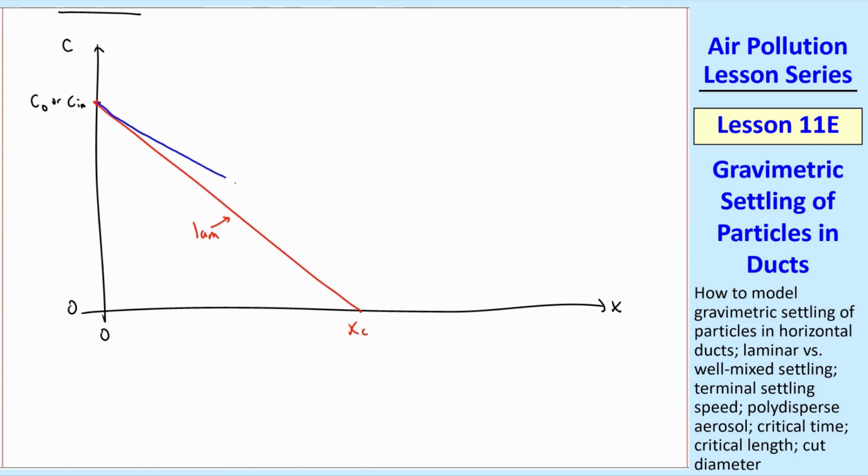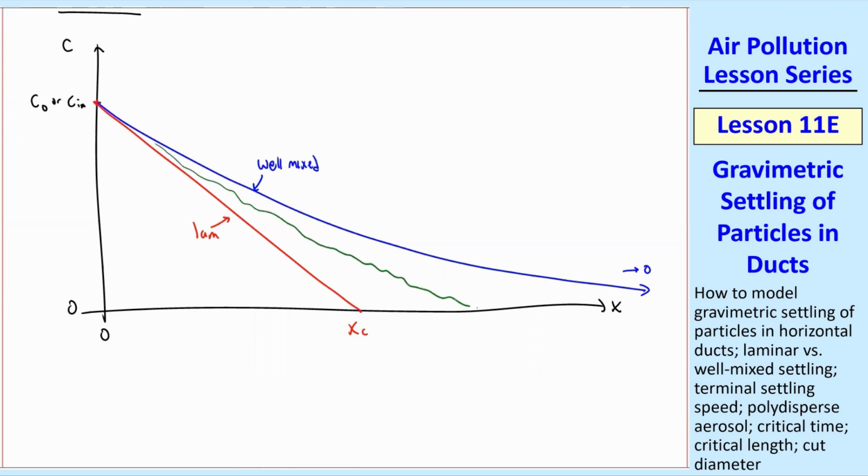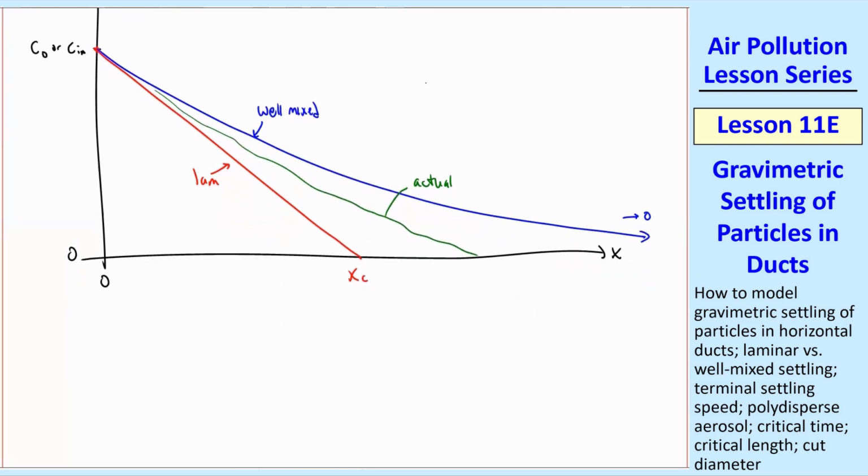The well-mixed case starts at the same slope, but it is an exponential decay. So it looks something like that. Theoretically, it never reaches 0, but it asymptotes to 0 because it's an exponential equation. And then typically our actual case is somewhere in between these two extremes. The laminar case is the fastest that you're going to get these particles to settle. The well-mixed is the slowest that you're going to get them to settle. And then the actual is typically somewhere in between. So in other words, laminar settling is the best case scenario.